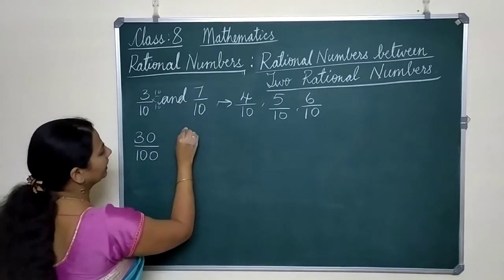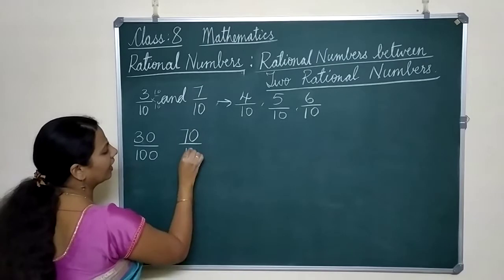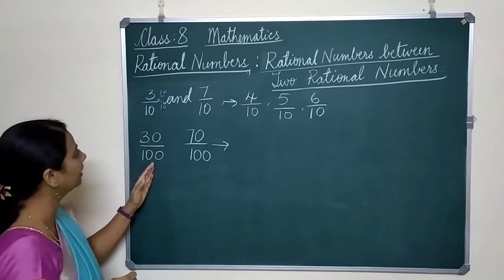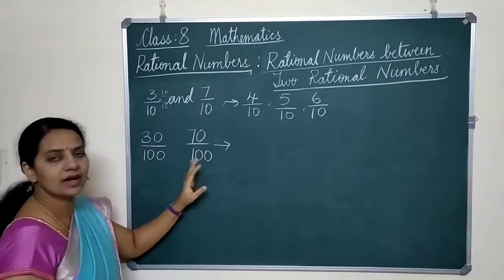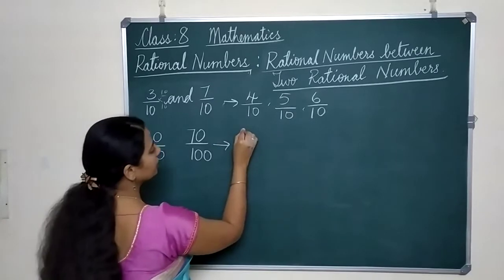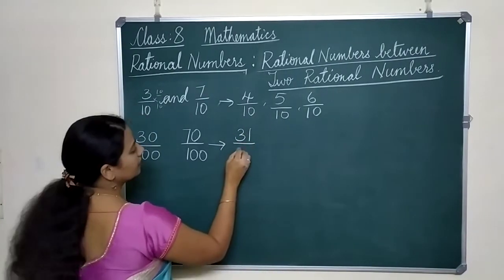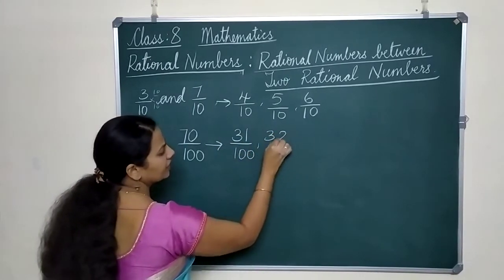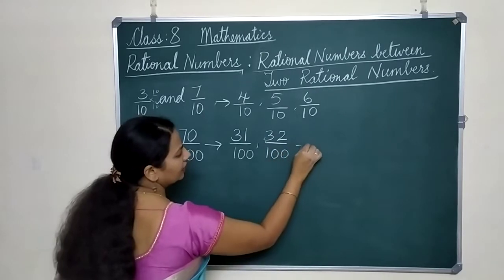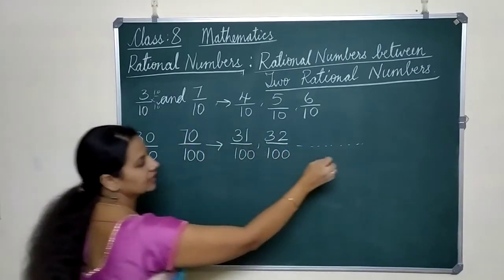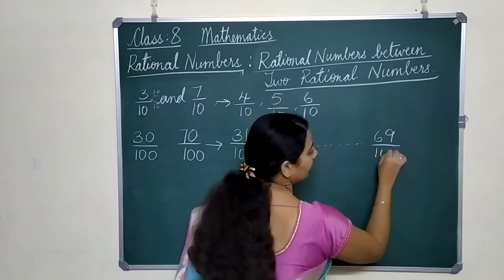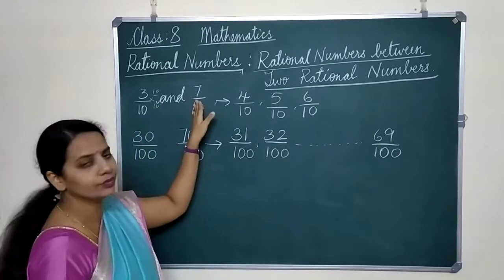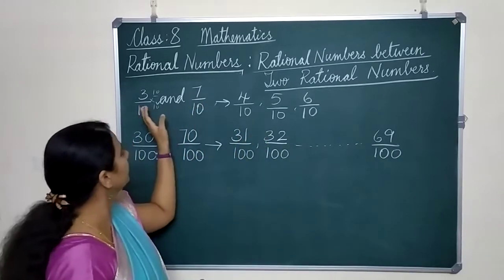The same way, 7/10 can be written as 70/100. Okay, these two are the same now. 3/10 is equal to 30/100. 7/10 is equal to 70/100. Now in between these two, how many fractions are there? How many rational numbers? 31/100. After 30 comes 31, 31/100. Then comes 32/100. Like this it goes on till 69/100. So there are so many numbers between these two.